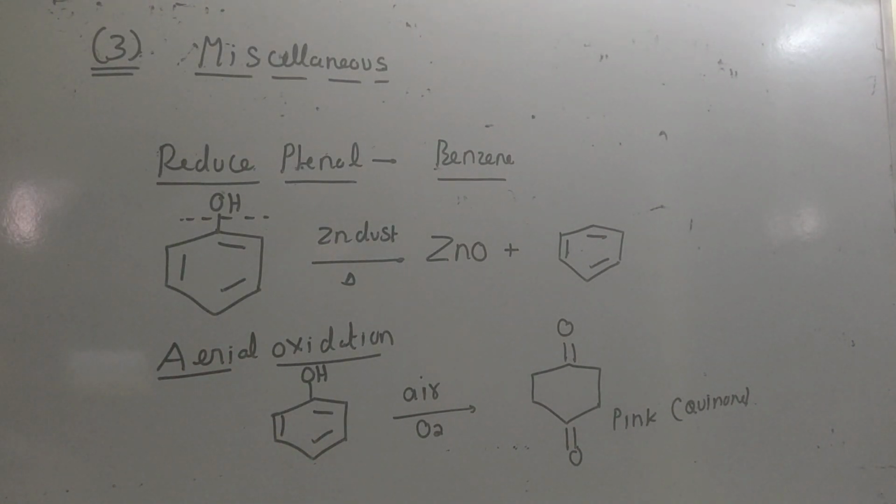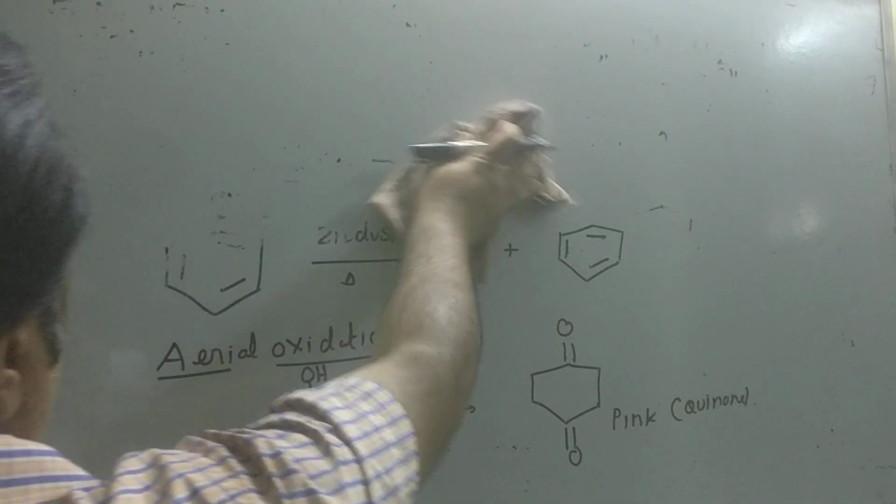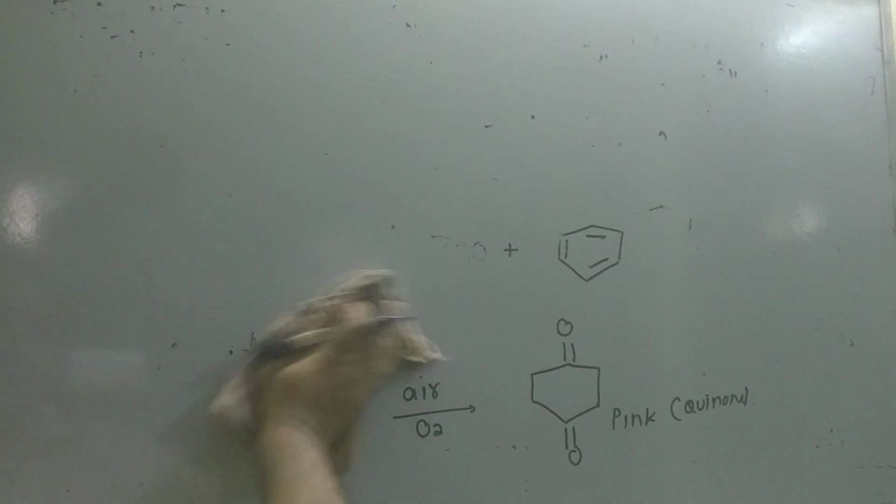So these are all about the chemical properties of phenol. We discussed three chemical properties of phenol. Number one was the acidic nature of phenol. Number two was the electrophilic substitution reaction of phenol. And these are the two other reactions, reduction and oxidation, which come under the third heading, miscellaneous reactions.